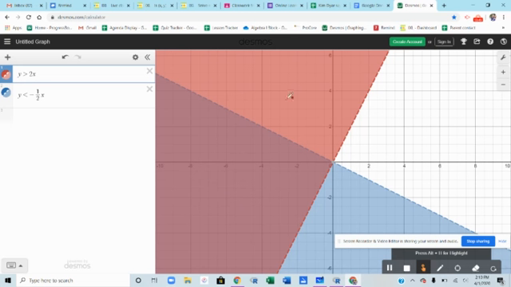Just red, just blue means it only worked for one. It is not a solution to the system. And white doesn't work for any. So this section over here is your solution area.